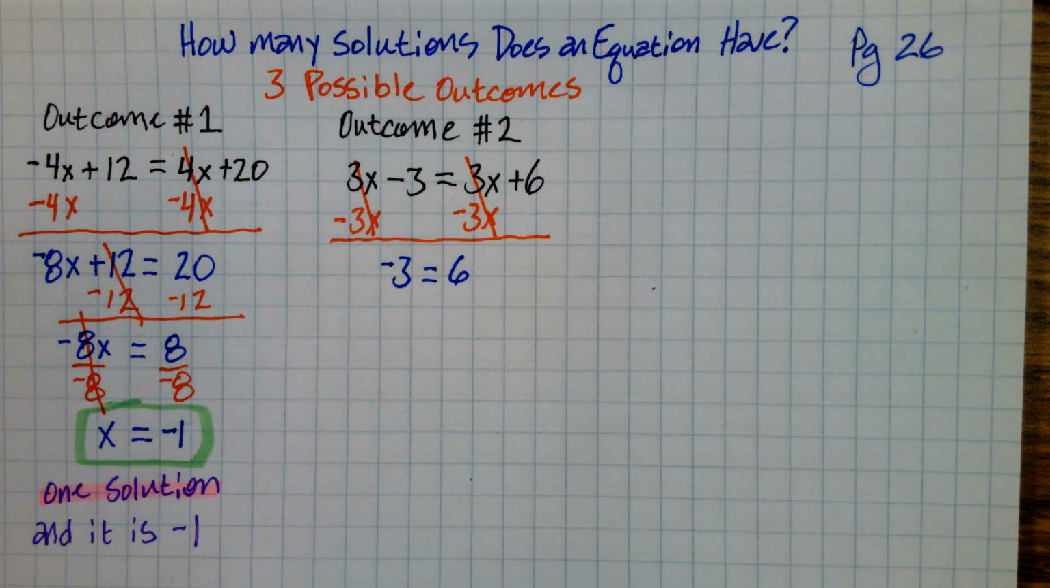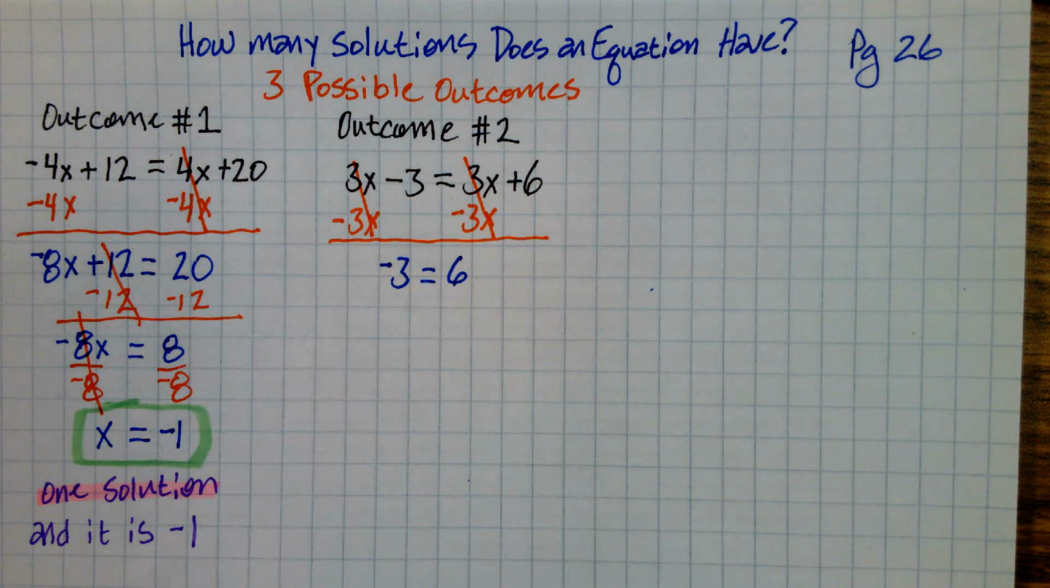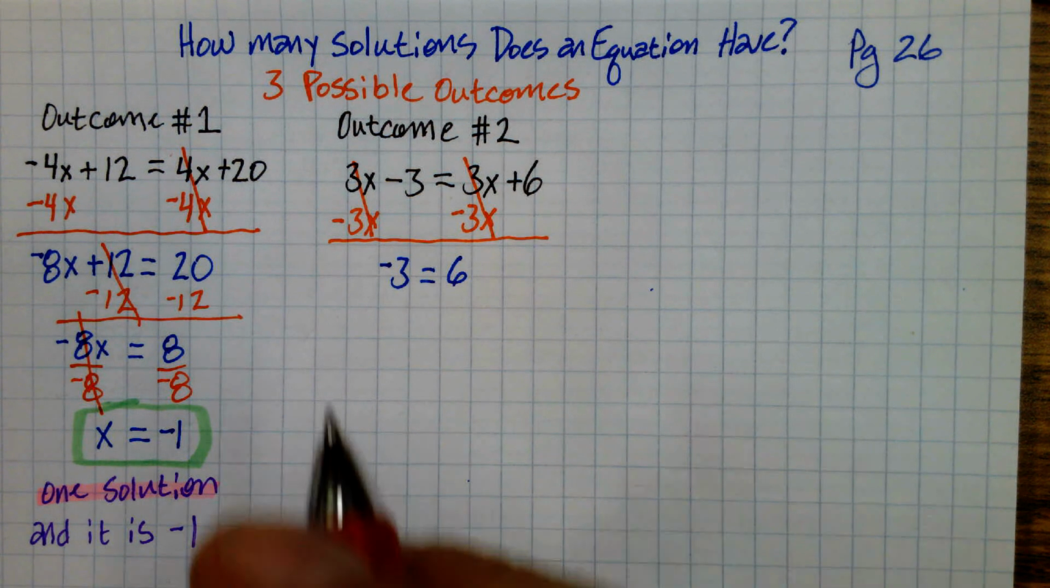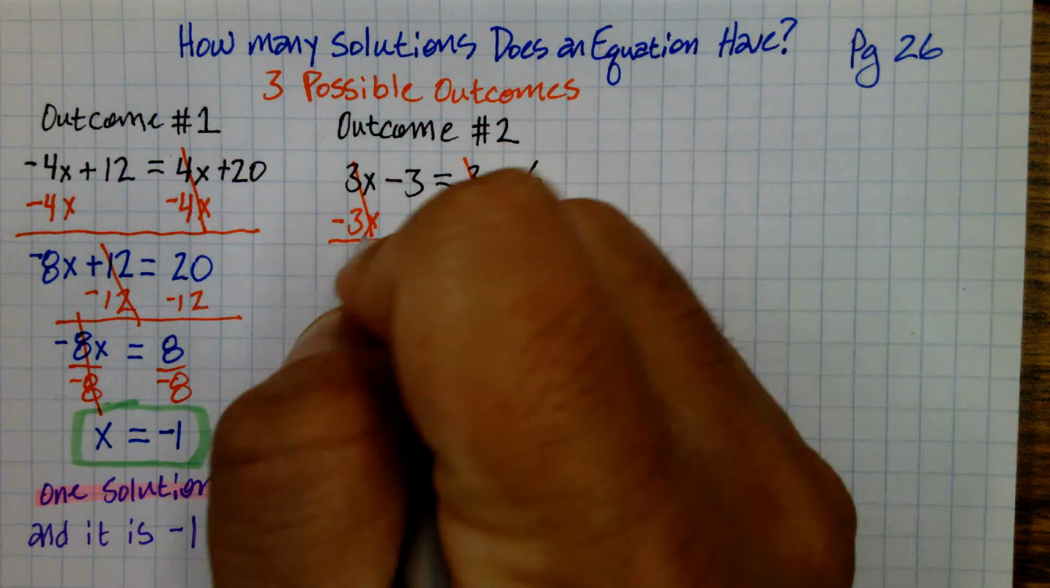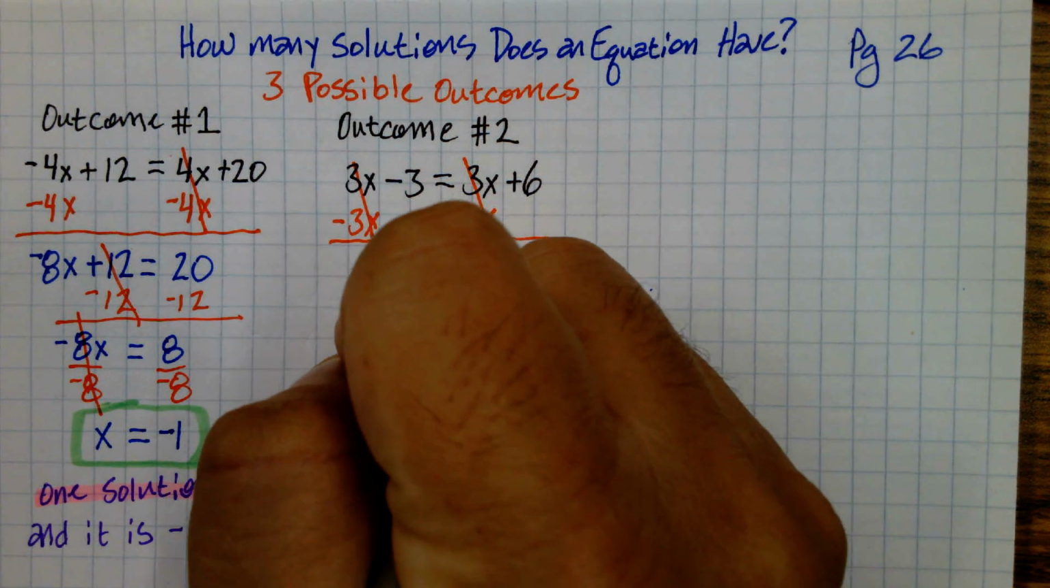So if you end up with a statement where all the variables go away and you end up with one number on one side of the equal sign, one number on the other, it's either going to be true or false. And if it's false, like this one, then what that means is there is no solution to this equation. Okay? So this is a false statement.